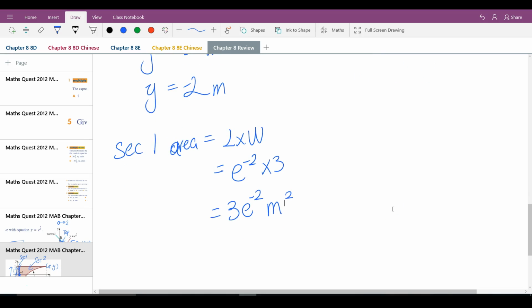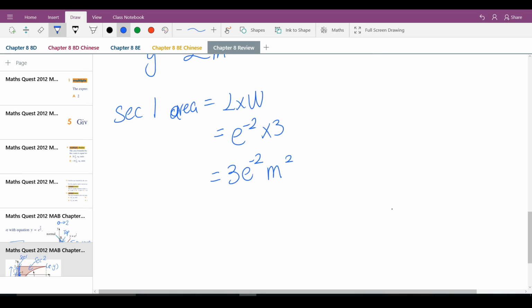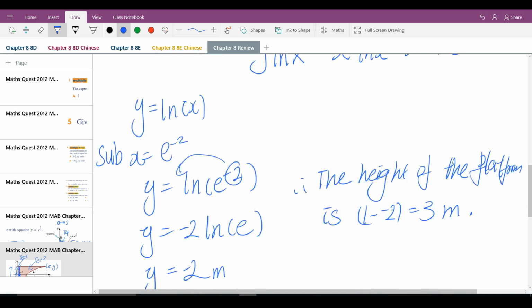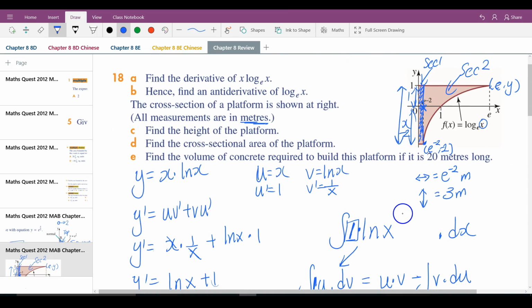But let's go to section 2 area now. Section 2 area is the one that we have to integrate, integrate from e to the negative 2 to e. If we have a look on the graph, we are going from this point all the way to this point.